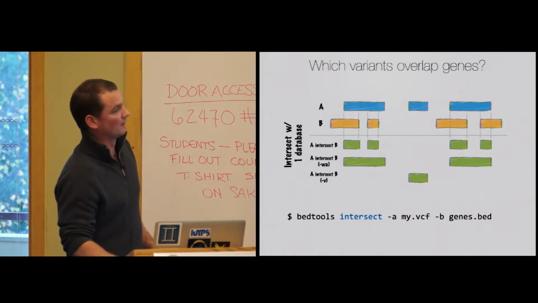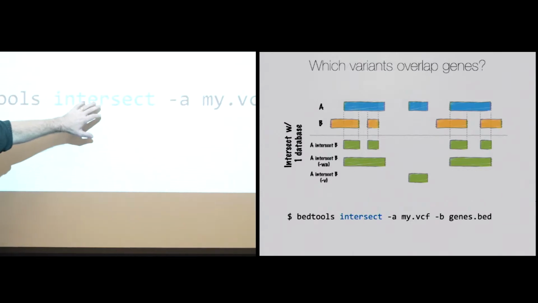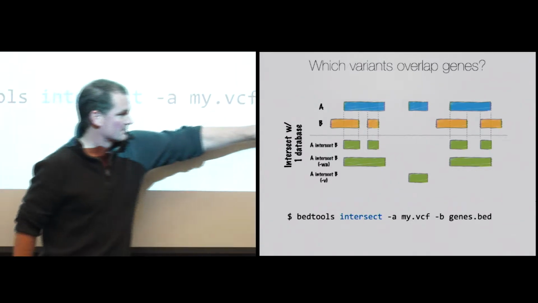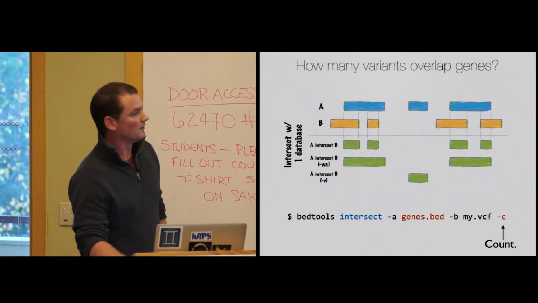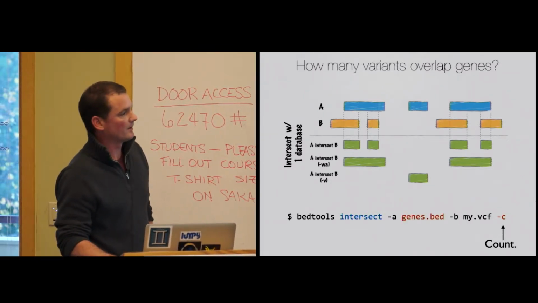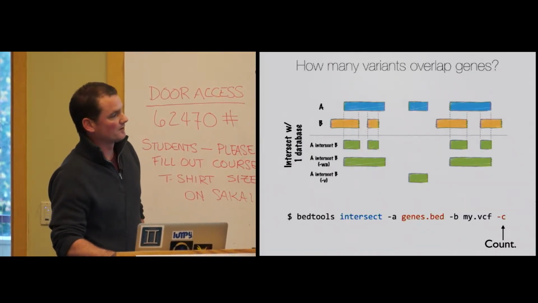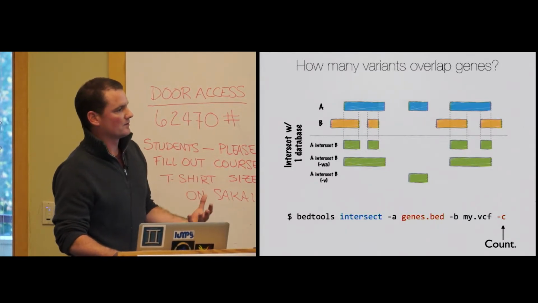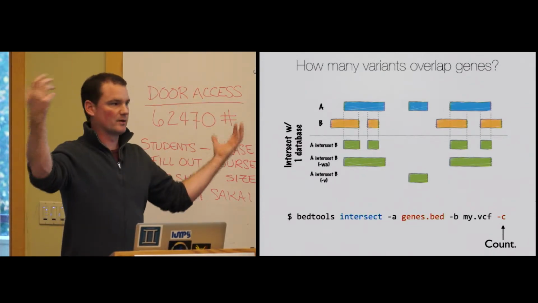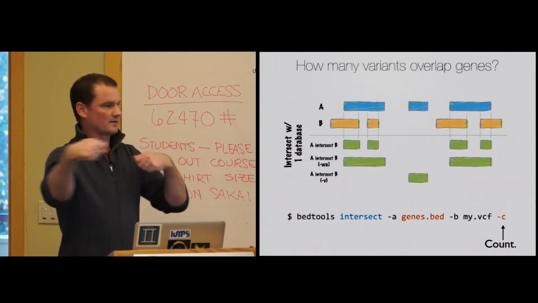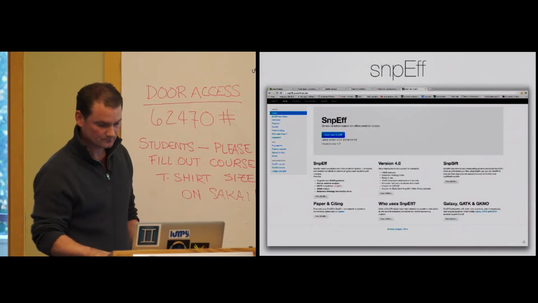So for instance, overlapping genes would be this simple command where you take your VCF file and you tell it to intersect your VCF file against a BED file of genes. You can also quickly count how many intersections there are. And we'll go into much more detail on this tomorrow. But basically, all of these tools effectively are using what I call genome arithmetic. You're taking these genome intervals in various formats and slicing and dicing and comparing and contrasting them to collect annotations.